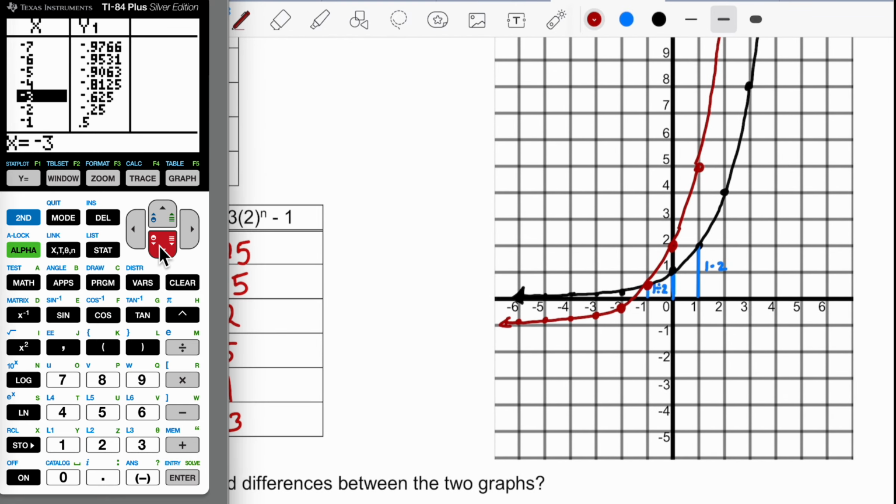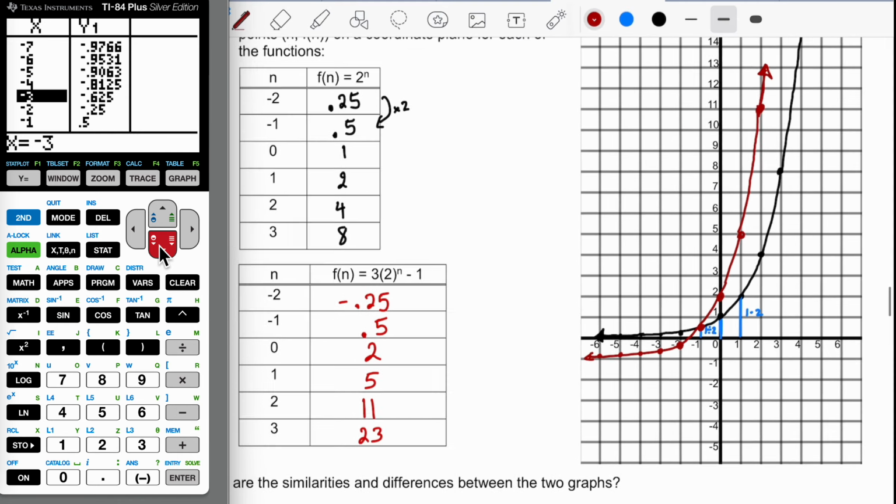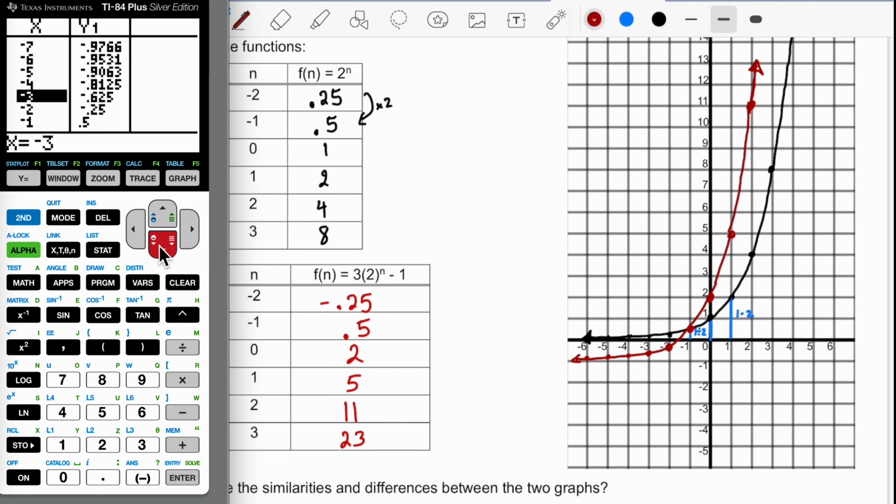The other one was approaching 0, the x-axis specifically. This one appears to be approaching y equals -1. And so you look at the structure of the formula, or the equation, you see that this one has a -1 off at the end. All right, that's a vertical shift.